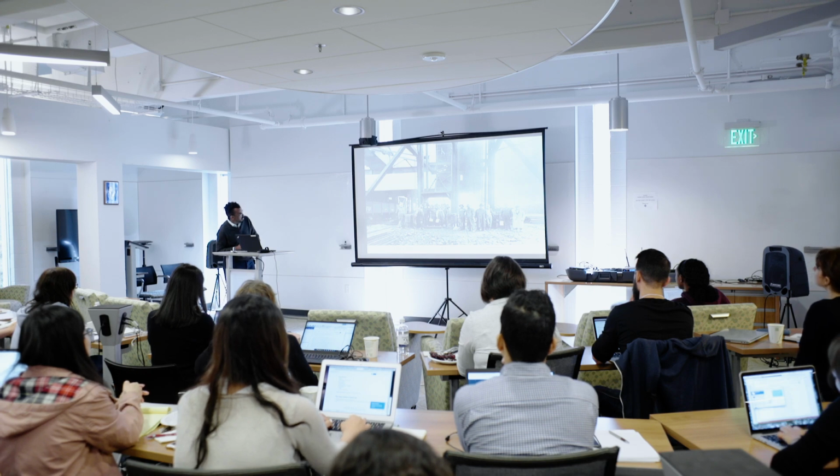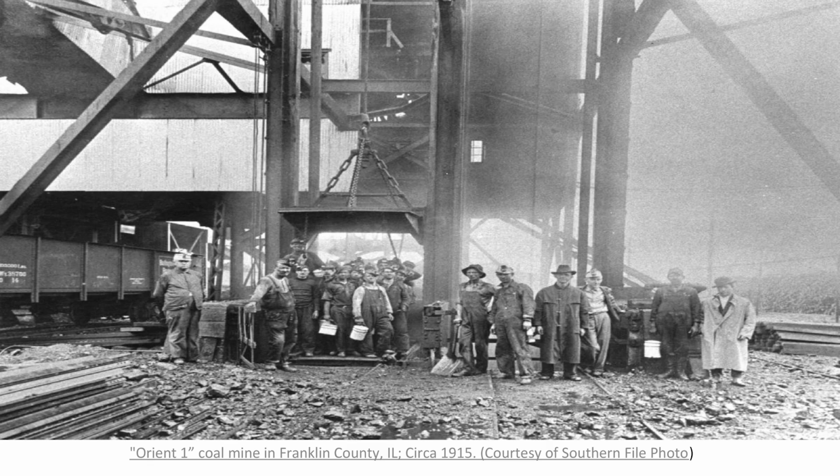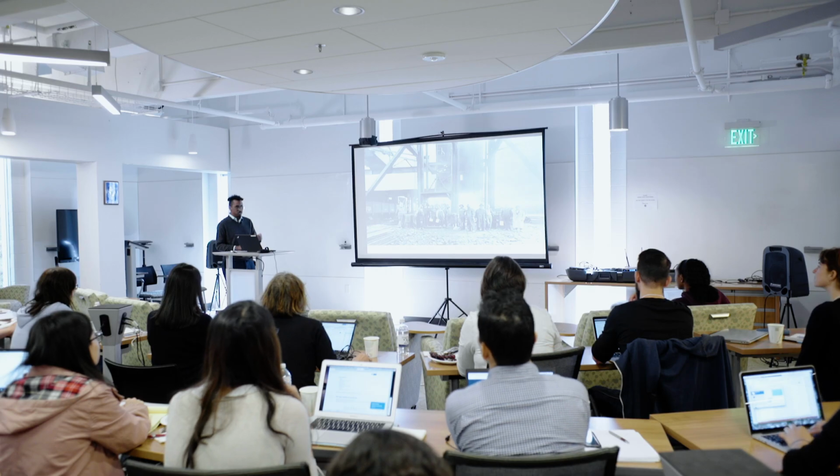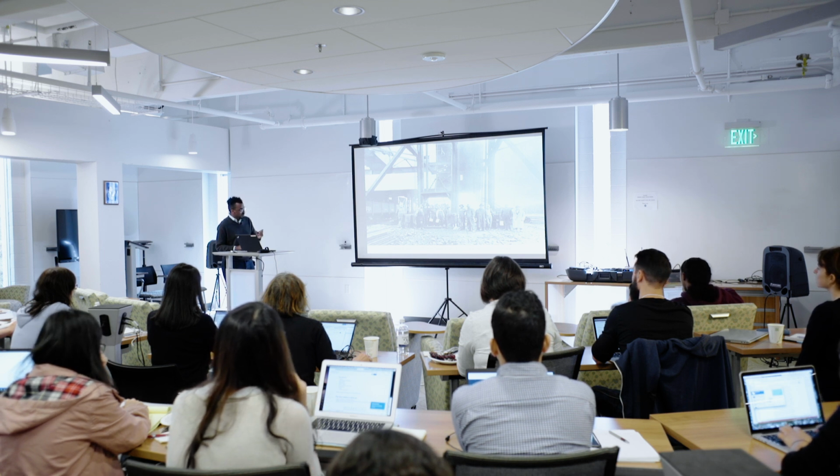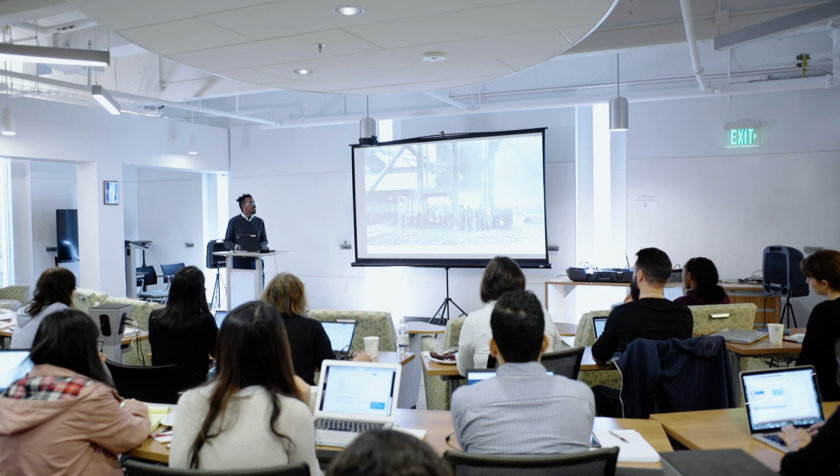So this here is a picture I like. So this is Orient 1, which is a coal mine. I think started probably towards the end of the 1800s. This picture was taken in 1915 of a coal mine in Franklin County, Illinois, which is that southern region that I just talked about. I believe they closed somewhere in the mid-1950s, but this is actually one of the largest coal mines in the entire world, at least at the time.